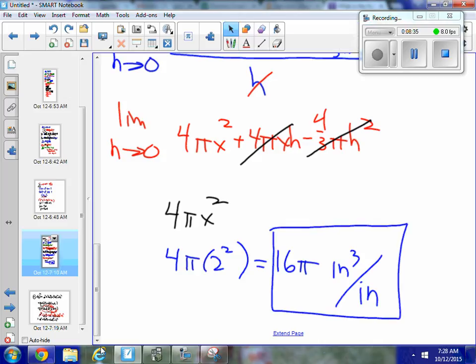Don't forget the units. The units are going to require some thought. I know we're not used to working with them that deeply, but it is part of the problem because they're asking what is the rate of change here. I have to be clear and specify my units.